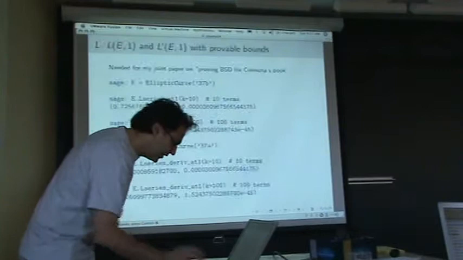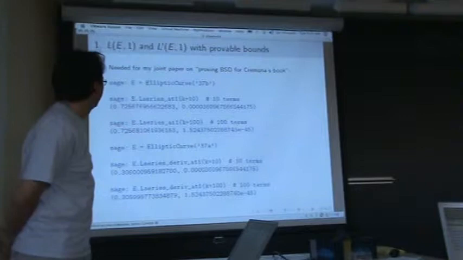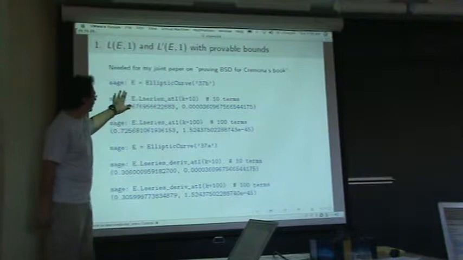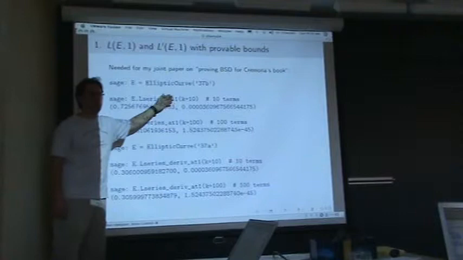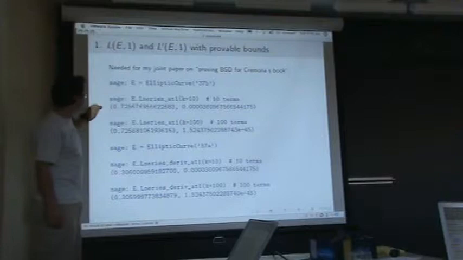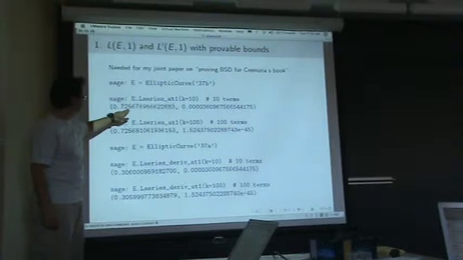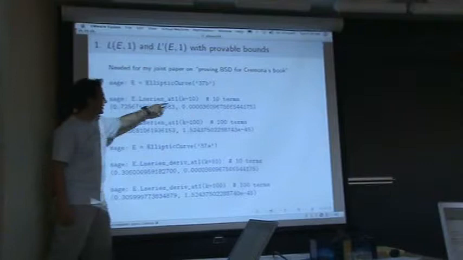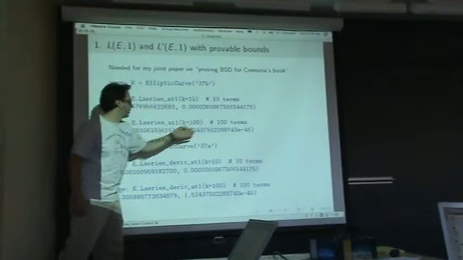Let's see. Okay, here are some examples of bullet point one, which is computing L of one and L prime of one. You start with an elliptic curve and say L series at one, which is getting to be an unworkable notation. There should be E dot L series, and then that has a method with this functionality. But back in the days when this was almost the only thing in Sage, this made a lot of sense to me. If you use 10 terms of the L series, the answer is 0.7256, et cetera, and this is a bound on the error. So the actual value of the L series is this number plus or minus that number. If you use 100 terms, you get something that's correct to all the digits that you have here.